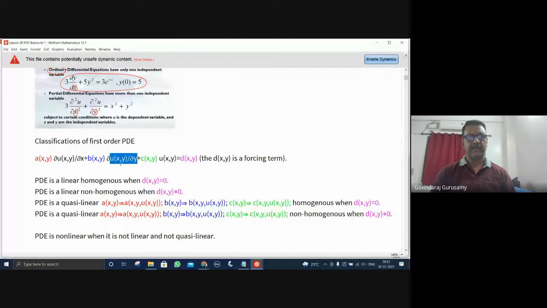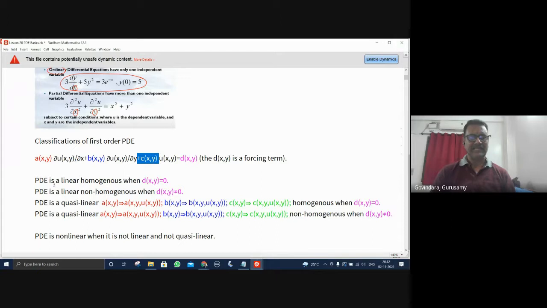Okay, and there are 2 independent variables. In addition to that, there is a variable a(x,y) in the first term, and there is another variable b(x,y) in the second term, and there is another variable in the third term, which is a function c(x,y) times u(x,y). Then that is equal to either 0 or it can have a d(x,y). Where d(x,y) is a forcing term.